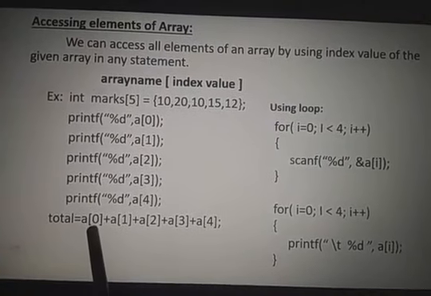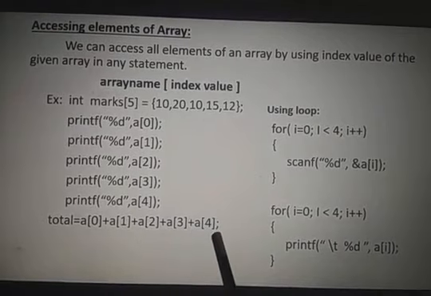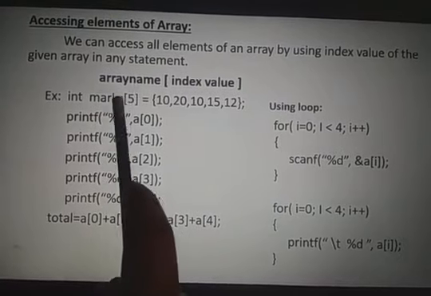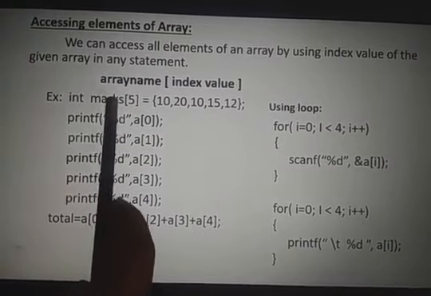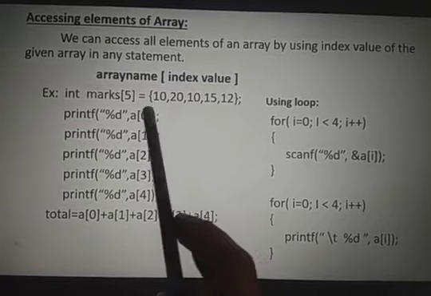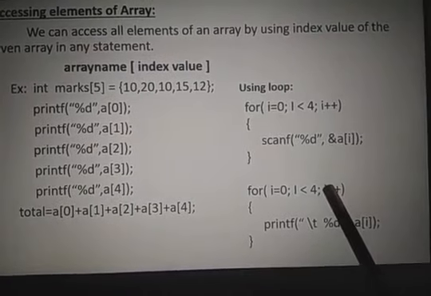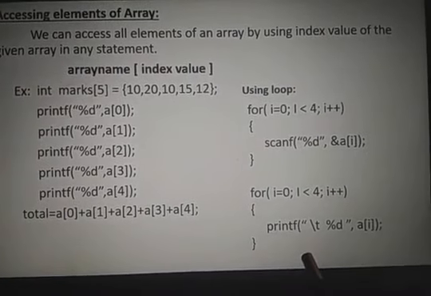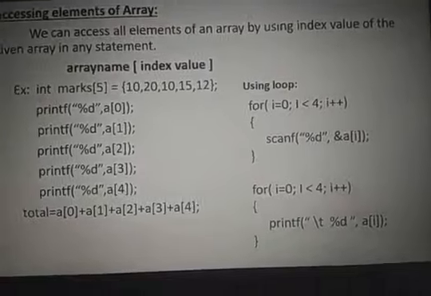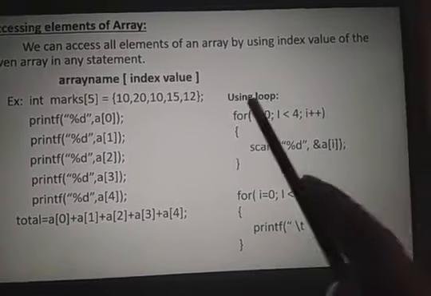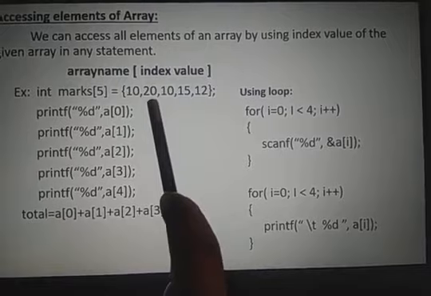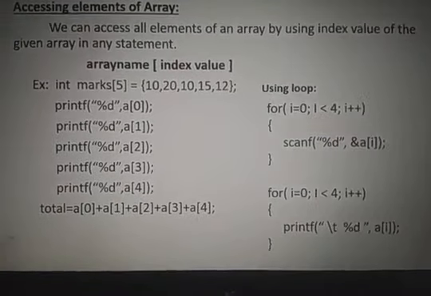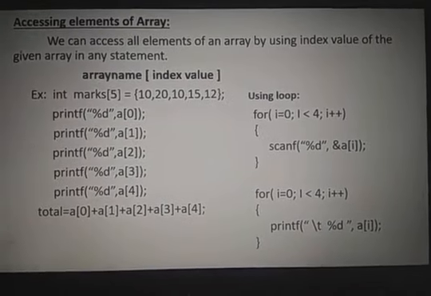Total equals A of 0, A of 1, A of 2, A of 3, A of 4. This is A, not marks. So A of 5 means indexes 0, 1, 2, 3, 4, and the values will be copied. Then you can also use it like this. Instead of using printf 5 times, you can use only one printf. The i value starts from 0: index 0, 1, 2, 3, 4, up to 4. Like that we can use it. This is about accessing the array elements.